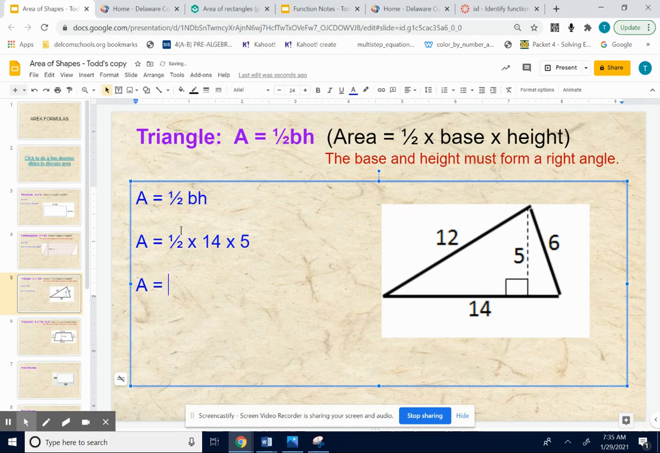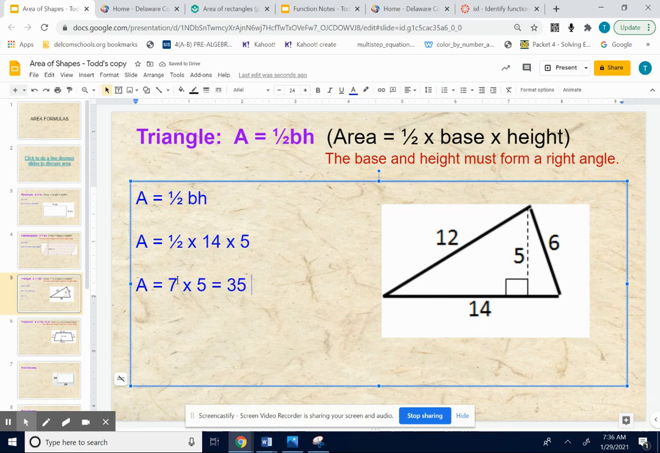I'm going to multiply 1/2 times 14 first. I can do that in my head, because half times 14 means half of 14. Half of 14 just means take 14 and break it in half. Take 14 and divide it by 2. So that's 7. So half of 14 is 7 times the 5. And 7 times 5 is 35.